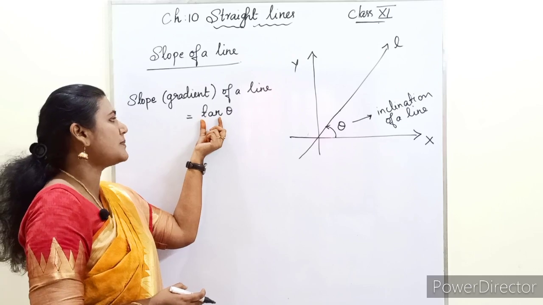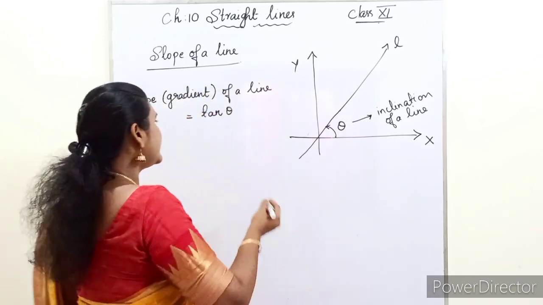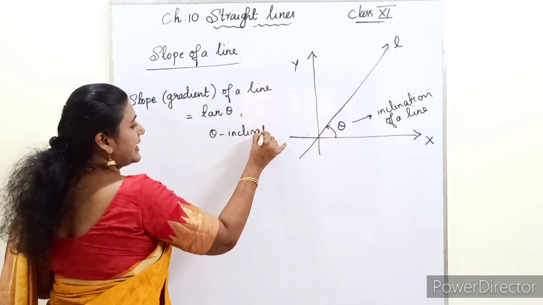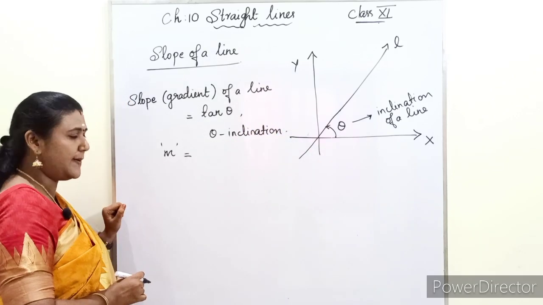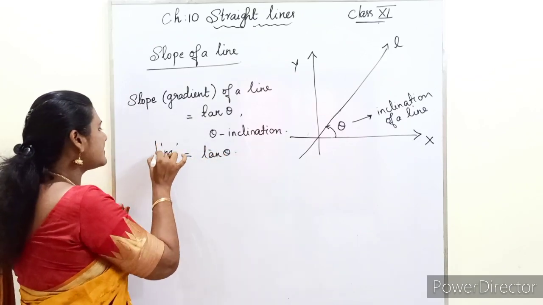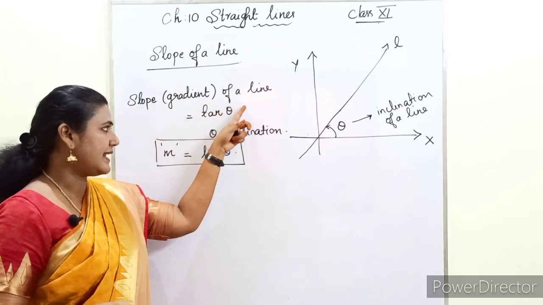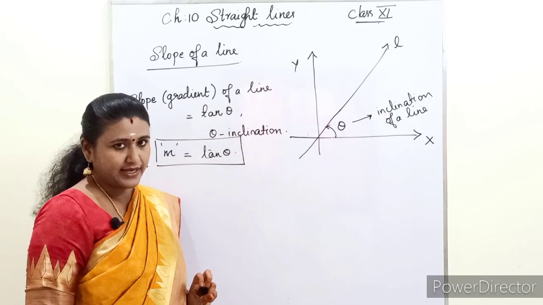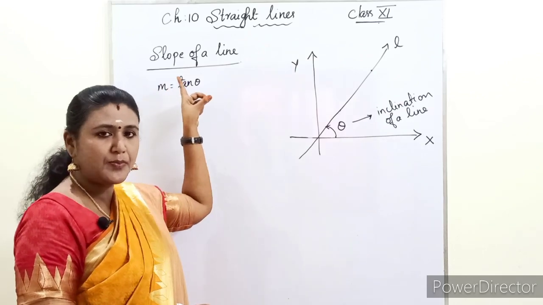That is, this is the formula. Slope of a line is equal to tan theta, where theta is the inclination of the line. So here slope of a line is represented by the letter m. So m is equal to tan theta. So this is the formula. This is slope of a line. So one more time let me repeat. Slope of a line is the tangent of the inclination of a line. So m is equal to tan theta is the formula for slope of a line.